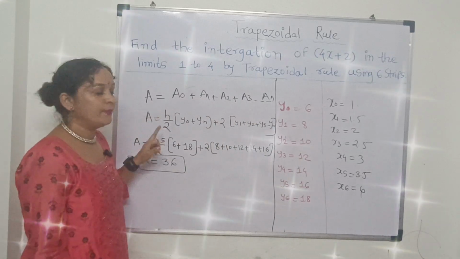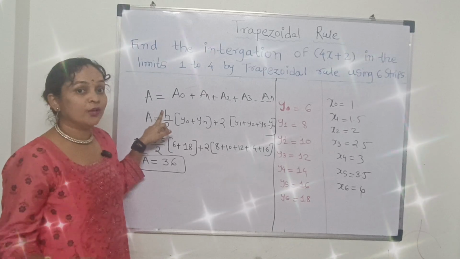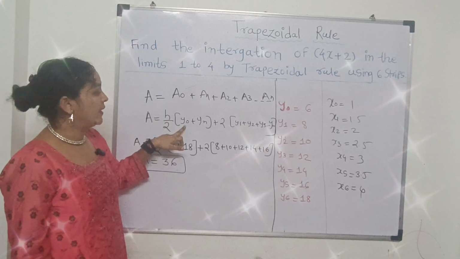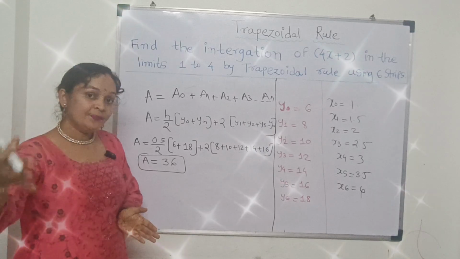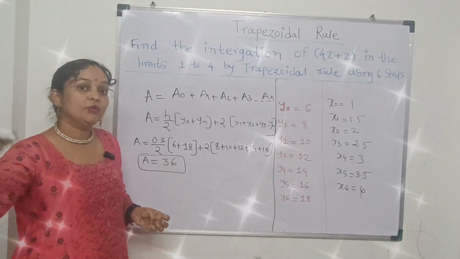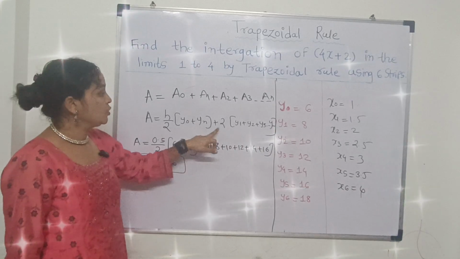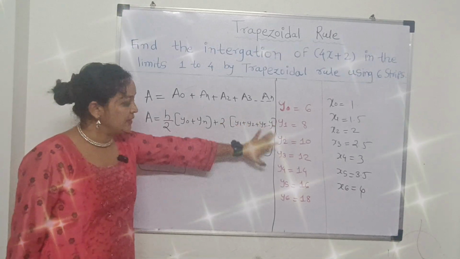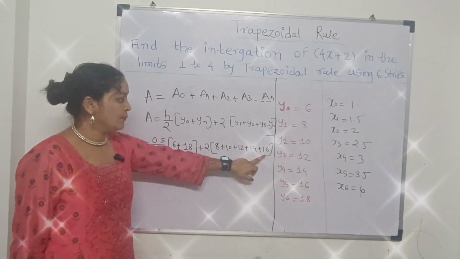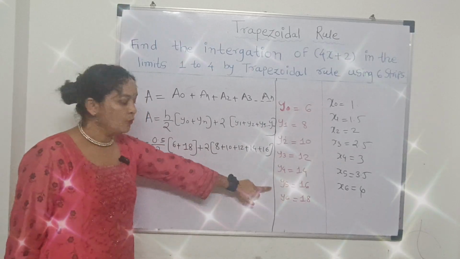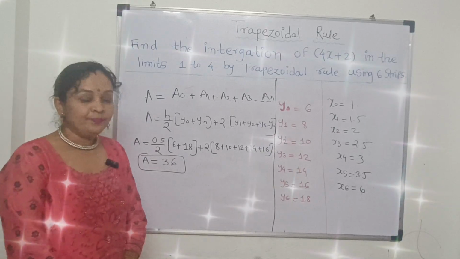A is equal to h by 2, where h is the size function or the step function, which is denoted for the accuracy. Into bracket y0 plus yn means the area from the initial point up to n, that is 18, plus 2 multiplied by the different segmental areas from y1 up to y5. So you are supposed to consider up to y5 here. This is the whole solution of this trapezoid rule.